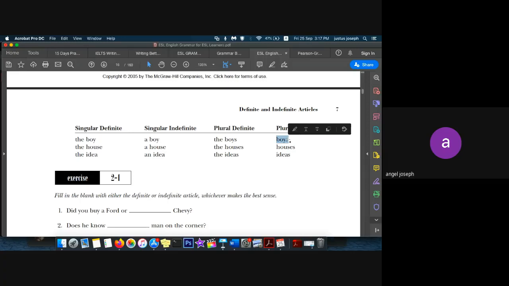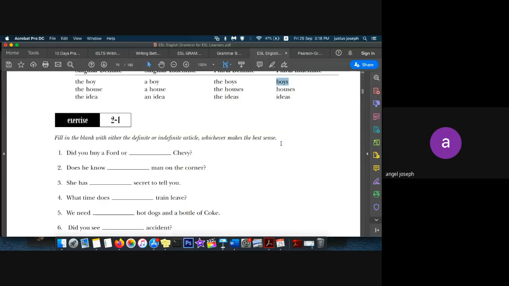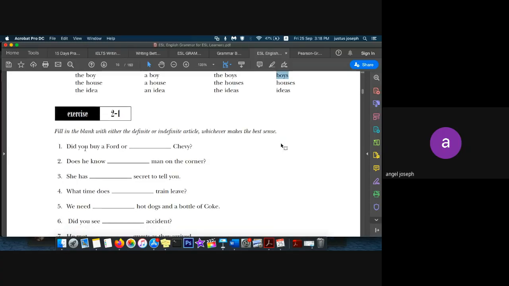Here we are comparing singular and plural forms. The boy will become the boys. A boy is talking about one boy. If you want the plural of this, you have to remove this a and you will say boys. Just boys, that's all. Okay, so that's something that most of you would already know. So let's look at the exercise and finish up the exercise quickly.